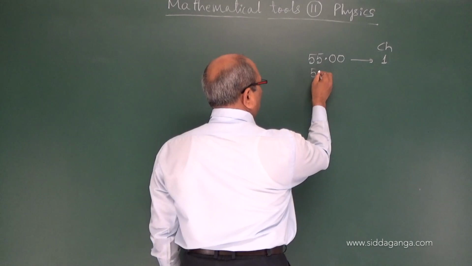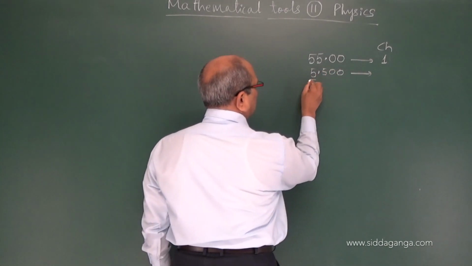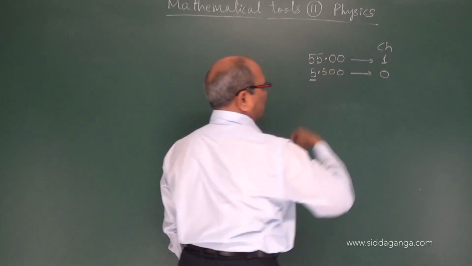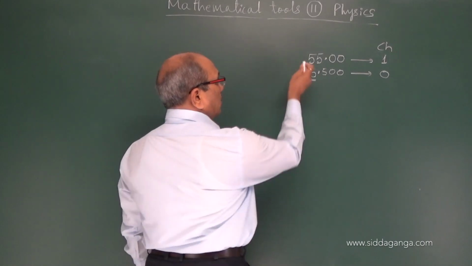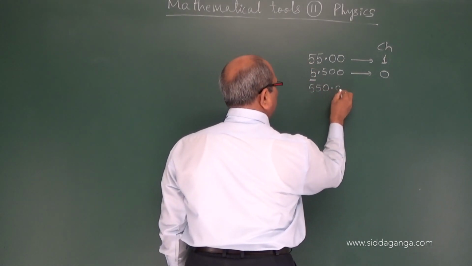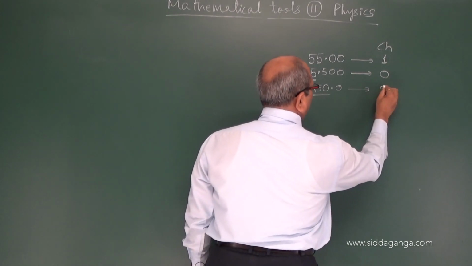Let it be 5.500. How many digits remained? 1. 1 minus 1 becomes 0. Or it may be 550.0. 3 digits, make 1 less, and you will get a 2.